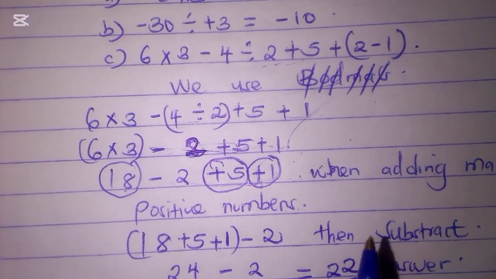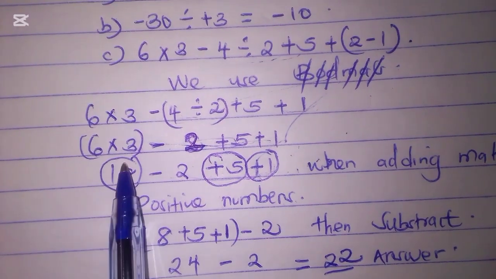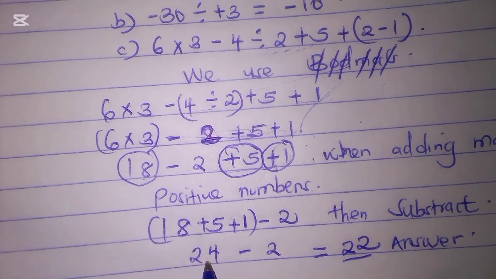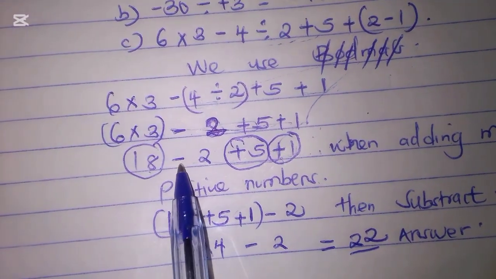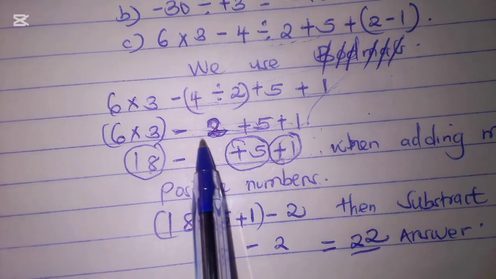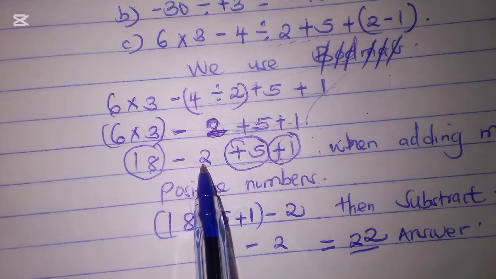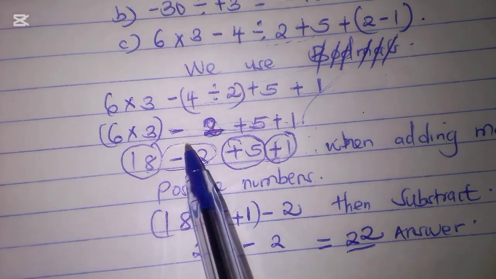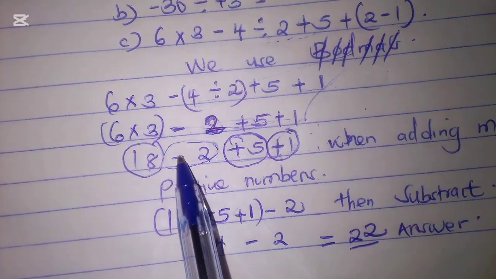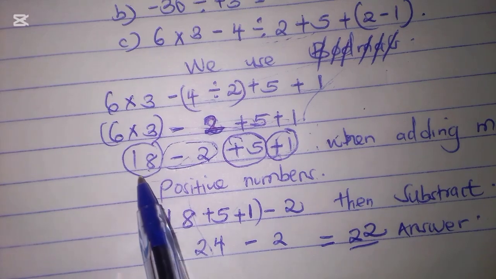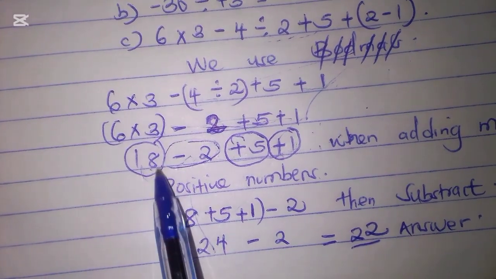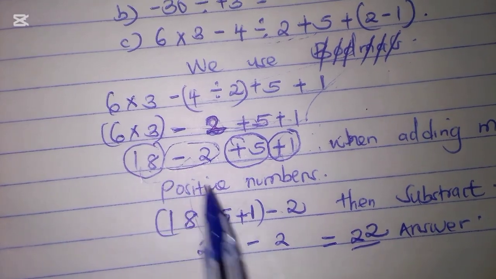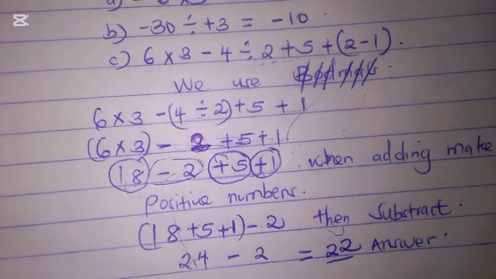It is so key. So key. So 18, we are adding 5, we are adding 1, will give you 24. Do not forget we're supposed to subtract 2. We're not going to add 2 because this is not a positive number. This is a negative number the way it is. So we're going to subtract this negative number from our summation. So we add 18 plus 5 plus 1 to give us 24. Then we subtract the 2 that we had, which gives us 22 as our answer.